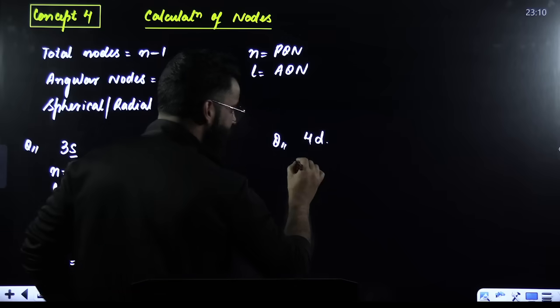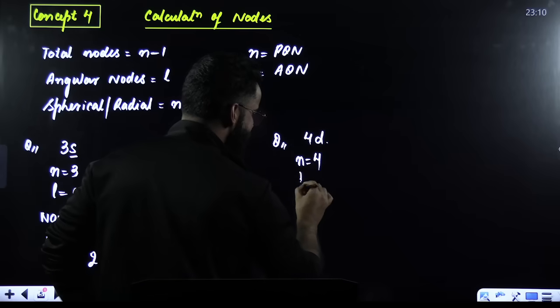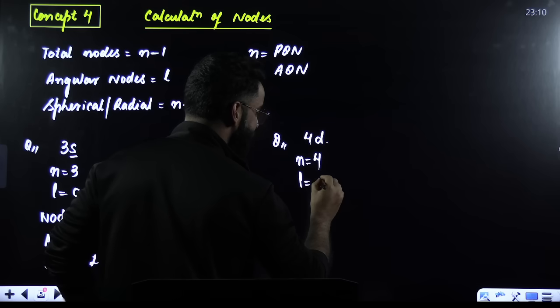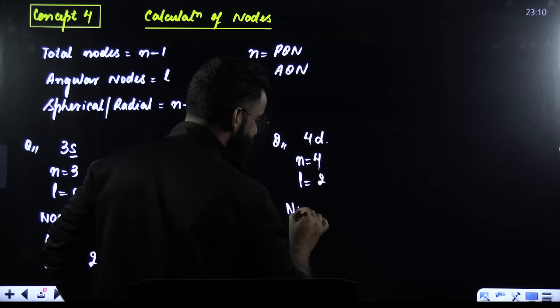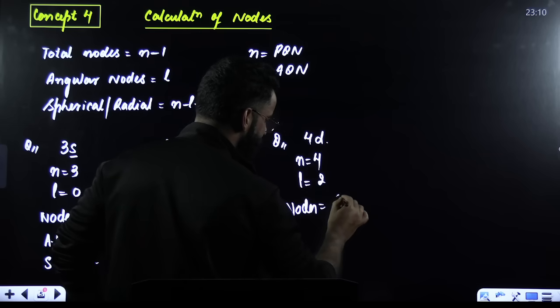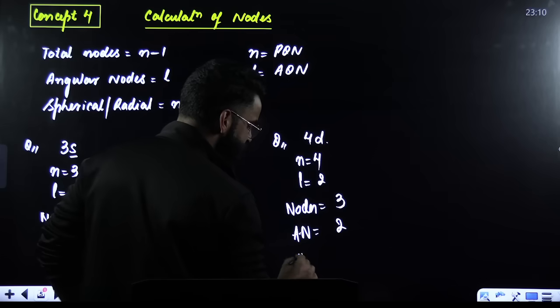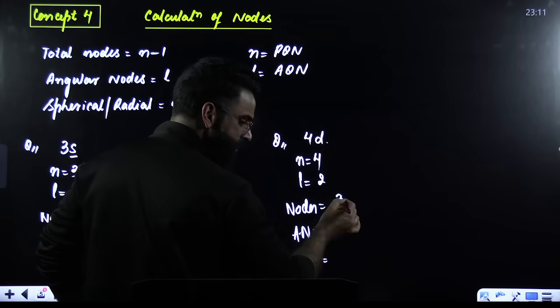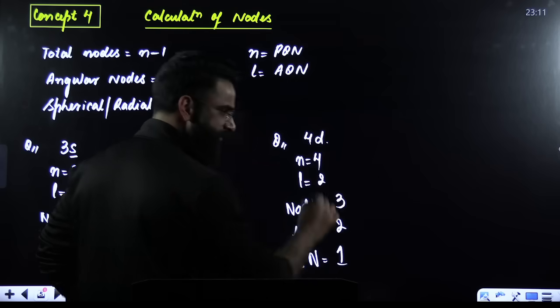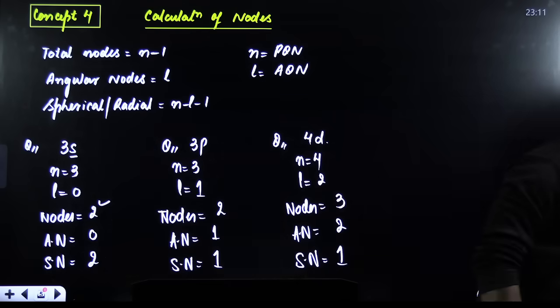Right? For example, 4d. n value is equal to 4. L value for d subshell, s p d, is 2. So total number of nodes will be n minus 1, so 4 minus 1 is 3. Now, angular nodes is equal to the value of L. Spherical nodes: total there are 3 nodes, out of which 2 are angular. That means 1 will be spherical. Perfect. I believe this is clear to everyone.